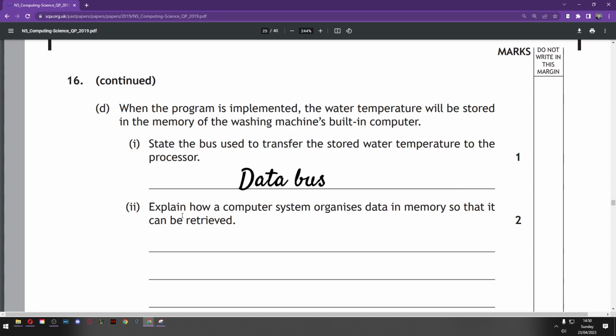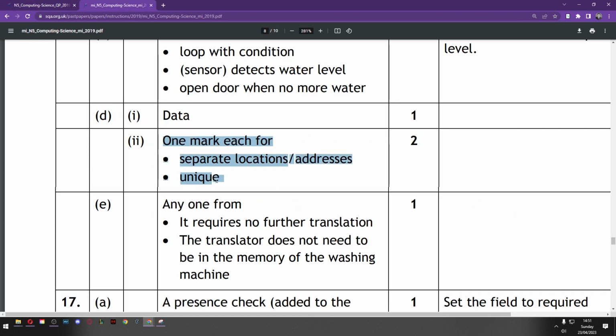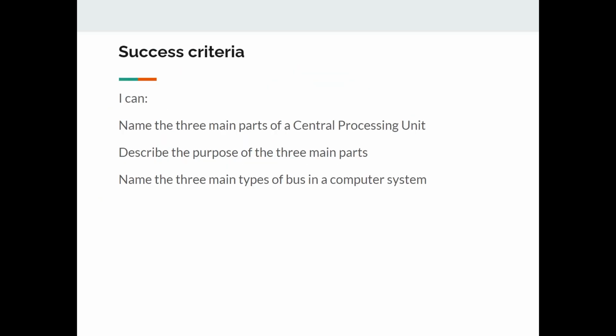1 mark. And next up, explain how a computer system organizes data in memory so that it can be retrieved. You would get 1 mark for stating that it would be stored in an address or a location. And the second mark is for stating that it's a unique location. That might seem a bit strange. But sometimes marking schemes are a bit strange. There you go. Locations/addresses, and they are unique. If they weren't unique, how would the data know which address to go to?